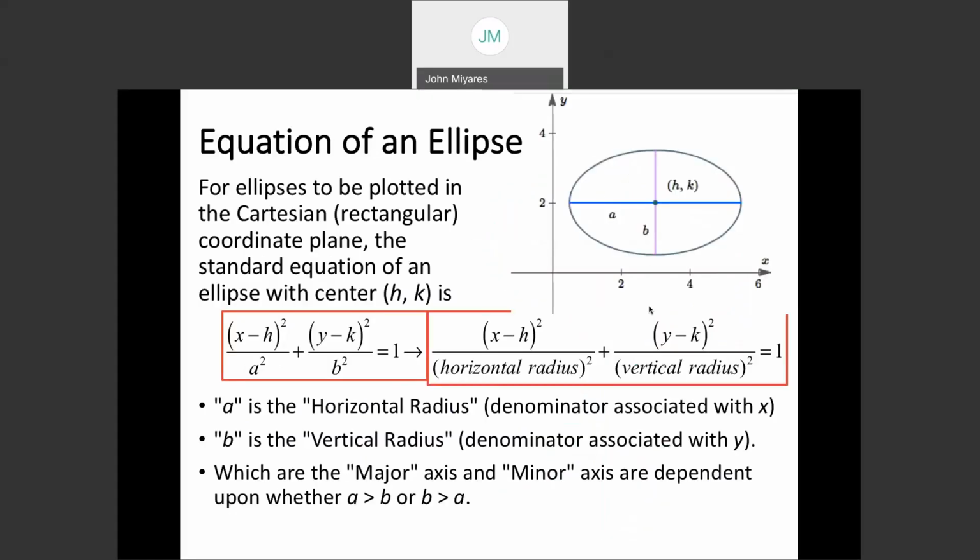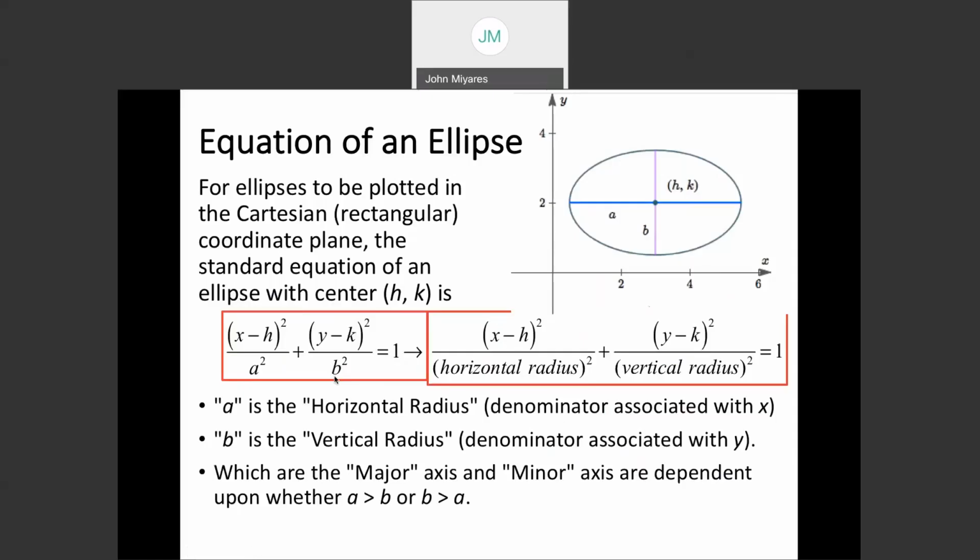The general equation of an ellipse, when you look at it, resembles the equation of a circle a lot. You have the (x minus h) squared and the (y minus k) squared terms, just like in a circle. But now they're divided by these terms a squared and b squared, and the whole thing adds up to equal 1. In this case, the a squared term in the denominator is going to be the horizontal radius squared, while the b squared term in the second denominator is going to represent the vertical radius squared.